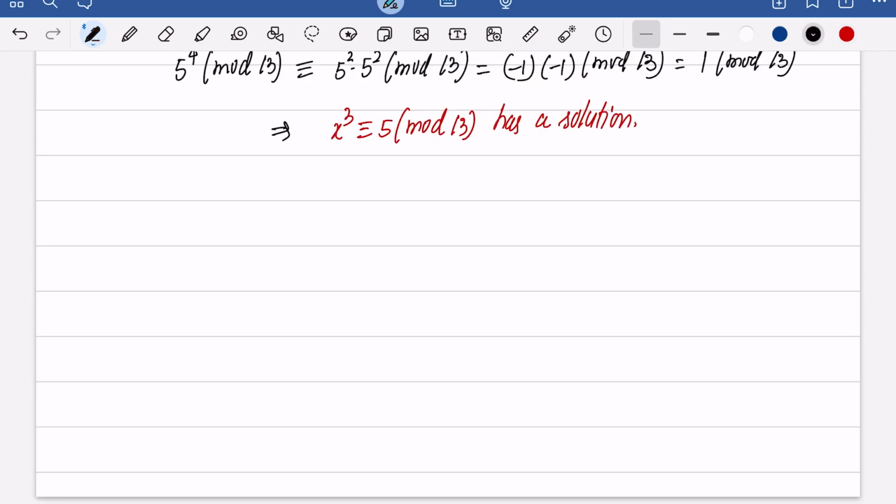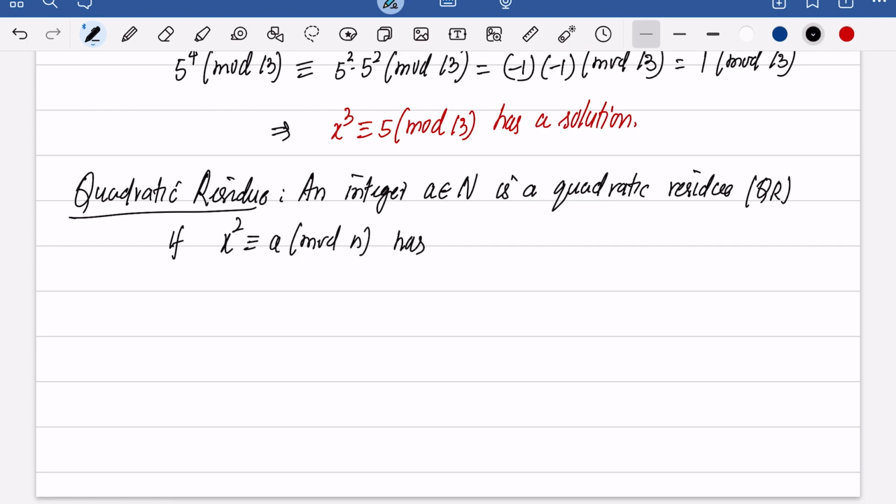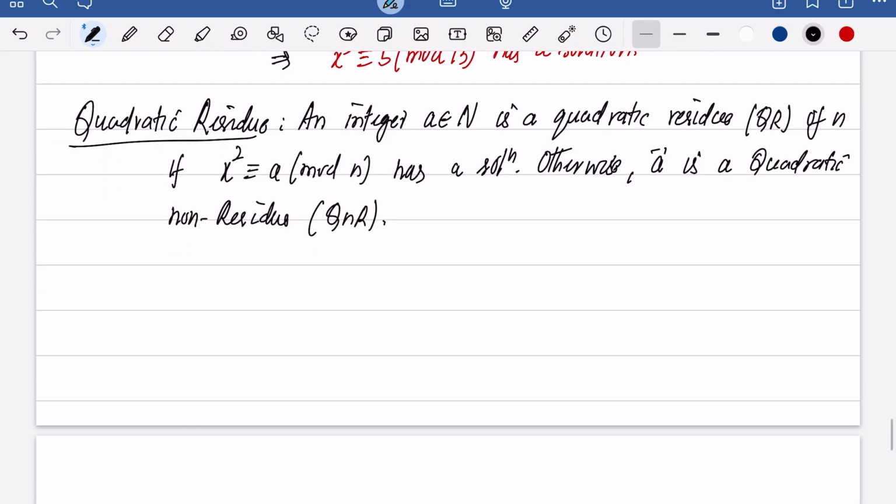Now let's come to define the quadratic residues. An integer a belonging to n is a quadratic residue if x squared congruent to a modulo n has a solution. From here onwards we will use the notation QR for denoting the quadratic residue. Otherwise, a is a quadratic non-residue, and for simplification we write quadratic non-residues as QNR.